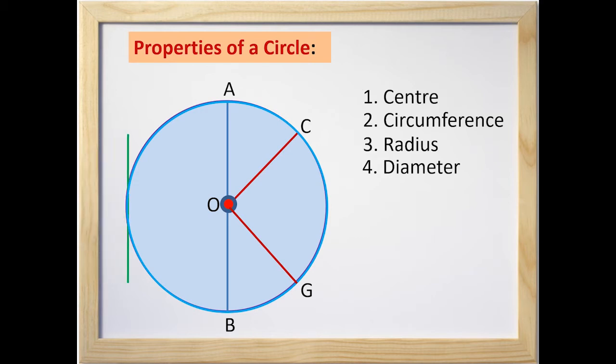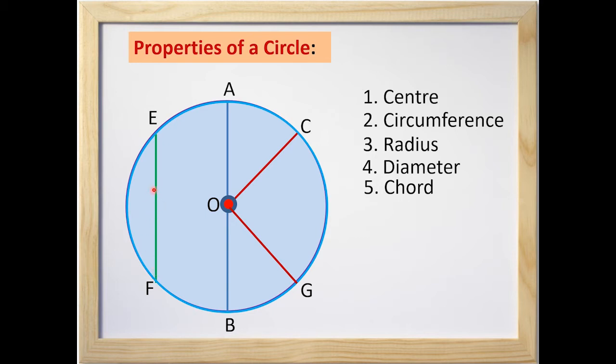The next point which we are going to learn is called the chord of the circle. Now, what is a chord? Chord is again a line segment joining any 2 points on the circle.